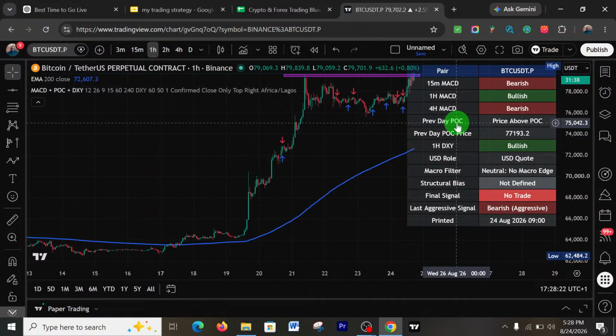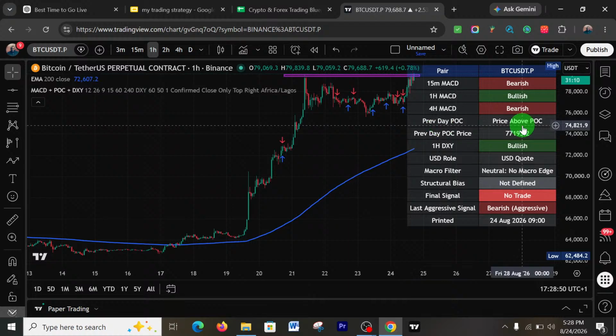Which price was volume traded the most the previous day? Because that previous day is completed, the volume for that day is confirmed and doesn't change anymore. So where was that day's most traded volume? At what price was the most traded volume? Today we're comparing it to today to see if price is above or below it. For this case, previous day's POC, price above POC.